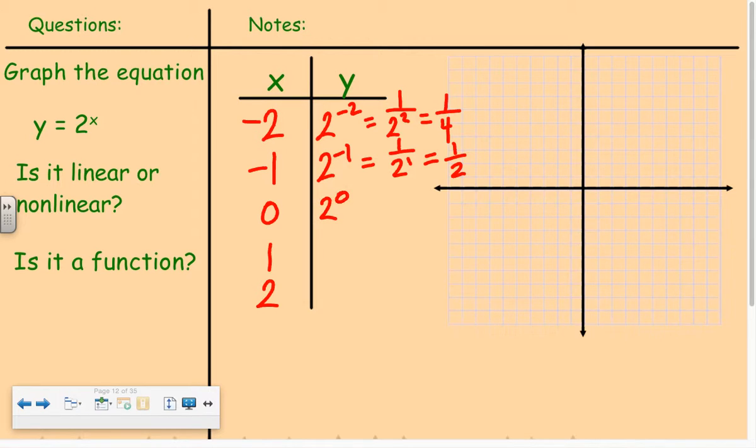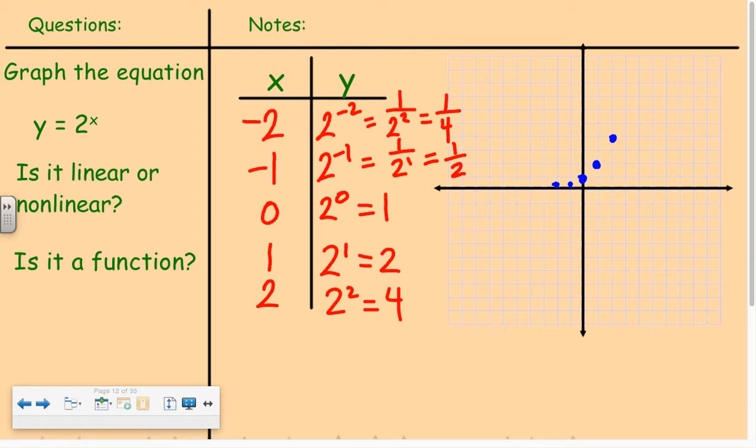2 to the 0 power, anything to the 0 power is always 1. 2 to the 1st power is 2. 2 to the 2nd power is 4. So if I graph those 5 points, I have -2 and 1/4. Yep, -1 and 1/2. 0, 1, 1, 2, and 2, 4.